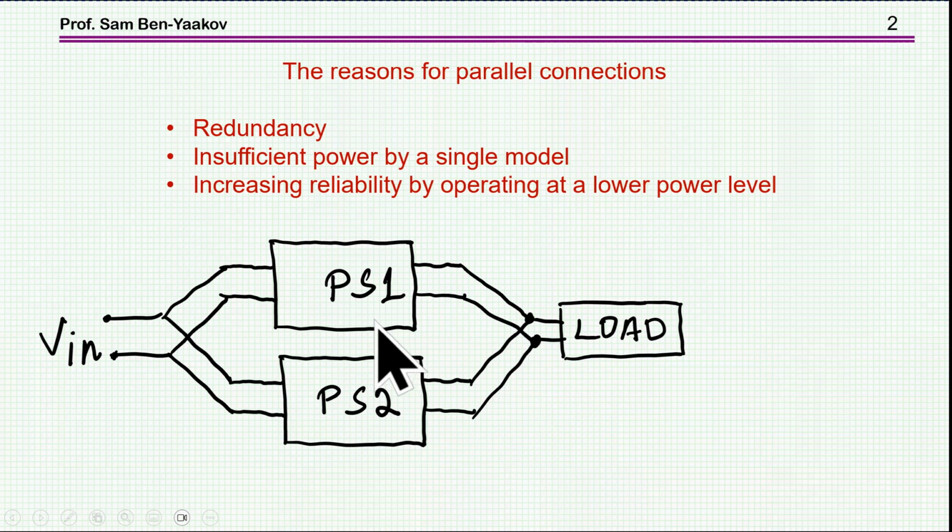Then there is another reason, and that is if the power supply itself is insufficient to provide all the current to the load, then we would like to have more power supplies connected in parallel so as to supply the required power level. A third reason is that if we would like to increase the reliability of the system, we can run the power supplies at a lower power level. The temperature inside will be lower and the reliability of the system will be higher. So there are a number of reasons for connecting power supplies in parallel.